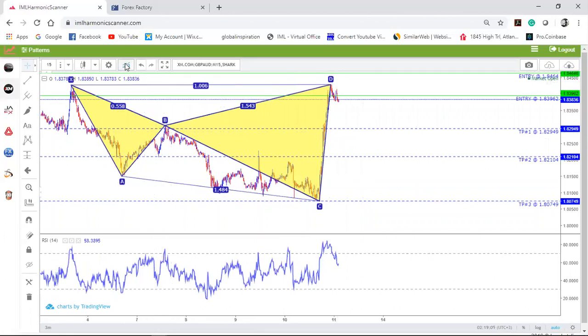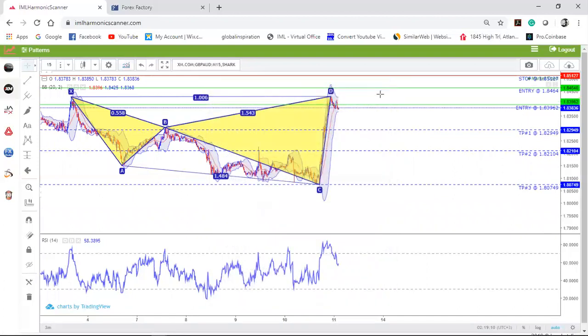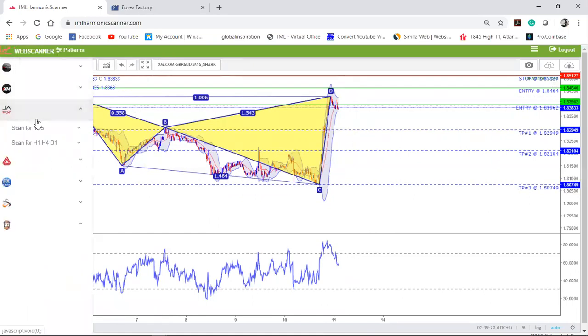Let's see what Bollinger Bands look like on it. Okay, very narrow Bollinger Band. We want the bottom of the Bollinger Band to be way down here, somewhere like TP2 or TP3. So that would not meet our qualifications. Okay, so GBP AUD, that was old.